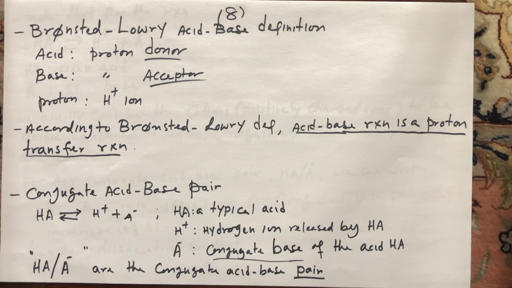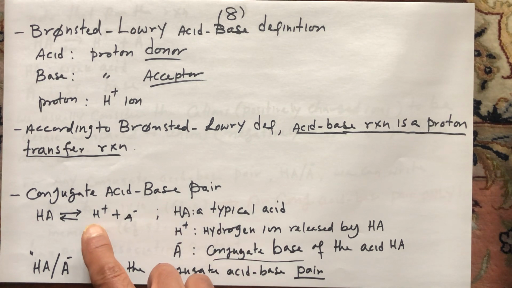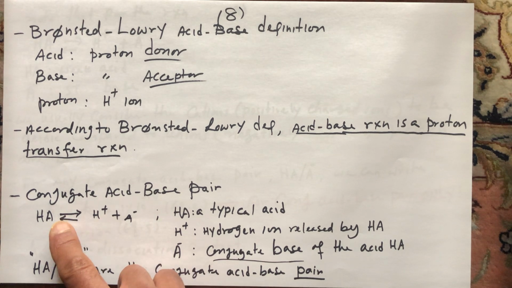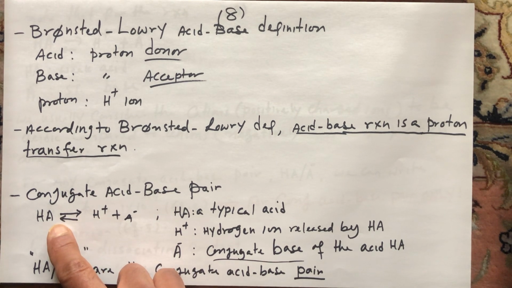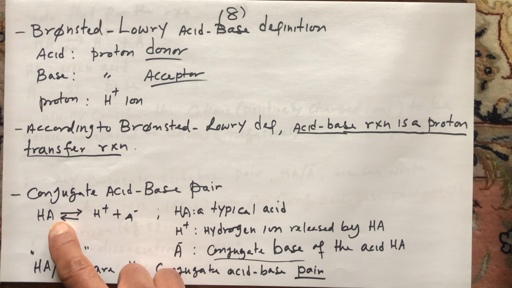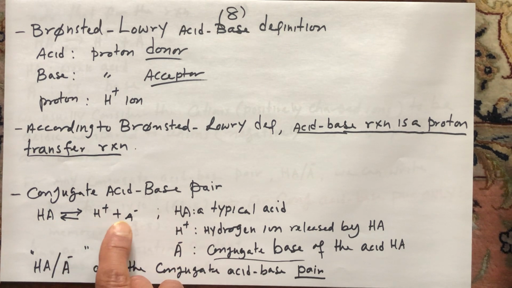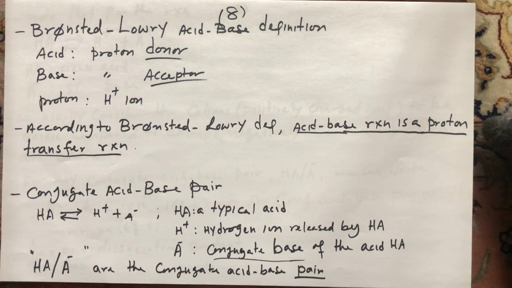Now, another concept that we need to be familiar with, and we are going to refer to this in the context of acid-base equilibria, is called the conjugate acid-base pair. If you look at this simple, typical weak acid ionization, the HA, which is the weak acid, ionizes into H plus and A minus. By the way, in the context of acid-base equilibria, I keep referring to ionization and dissociation. They are the same thing.